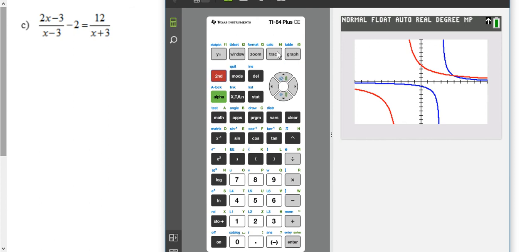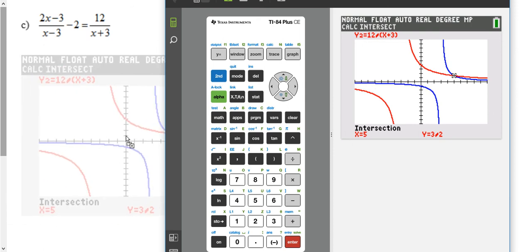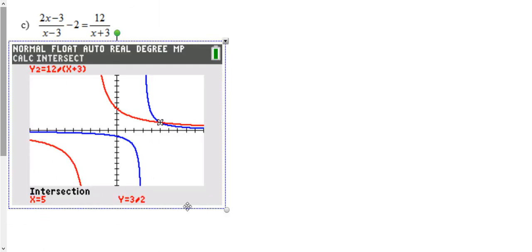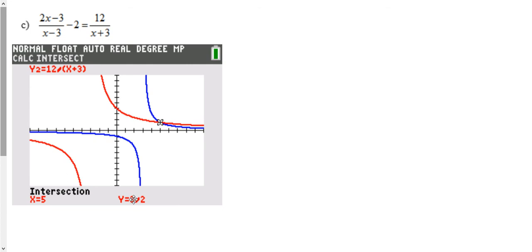And it looks like here we only have one answer. It looks like it's only crossing once. And of course, if I don't have my cursor there, just keep hitting your right arrow until you get there. And yes, we only do have one intersection, and it looks like it does intersect only once here at 5. And I don't care about the y value, I'm looking at x only.